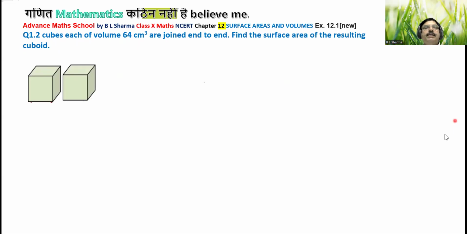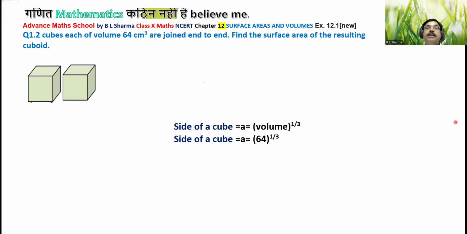ये दो क्यूब हैं जिनका एक का वॉल्यूम 64 सेंटीमीटर क्यूब है, the volume of the other cube is also 64 centimeter cube. They are joined end to end. First of all we have to find the side of the cube, and that is given by side of a cube is equal to cube root of volume. Here volume is 64 centimeter cube, so in place of volume you put 64. So side of cube is cube root of 64, and cube root of 64 will be 4 into 4 into 4 raised to the power 1 by 3. So that will be 4 centimeter.